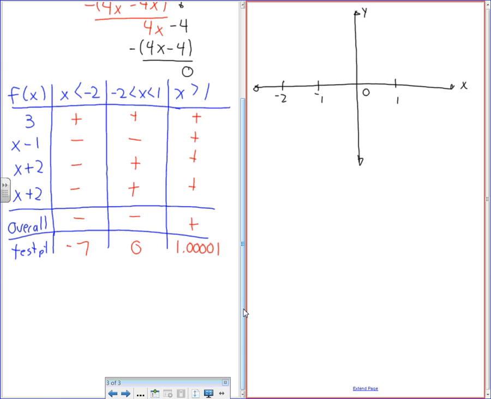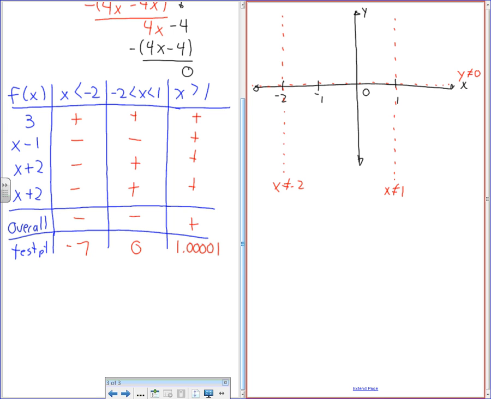So you're going to draw your asymptote as a dotted line like this. That says x cannot equal -2. X cannot equal 1, and a horizontal asymptote right here at y cannot equal 0. All right, things are looking good.